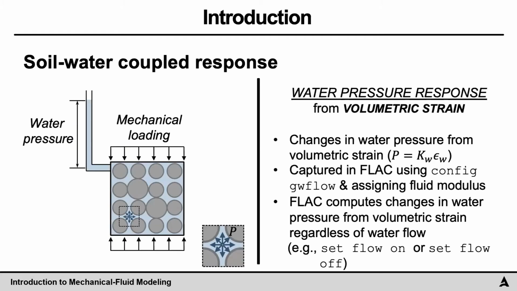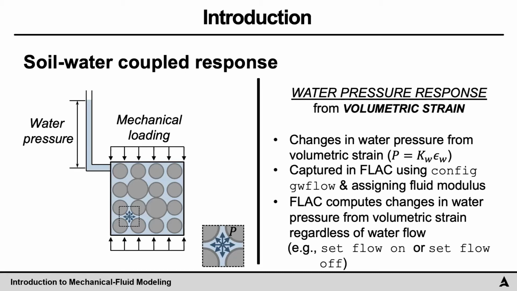So in that, there's two ways in which the pore pressure can change. First is through volumetric strain. This is captured in FLAC using the config GW flow and assigning a fluid bulk modulus. So the way that we tell FLAC to compute these things is by having GW flow in the config, and then we also need to specify a real value for the fluid modulus. It's important to note that FLAC computes changes in water pressure from volumetric strain, regardless of whether or not we have water flow.